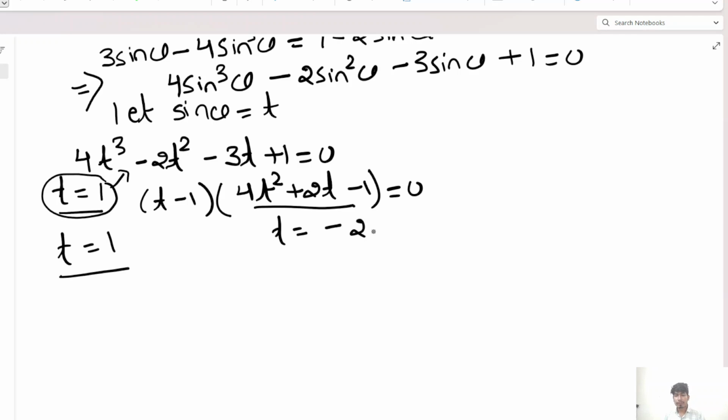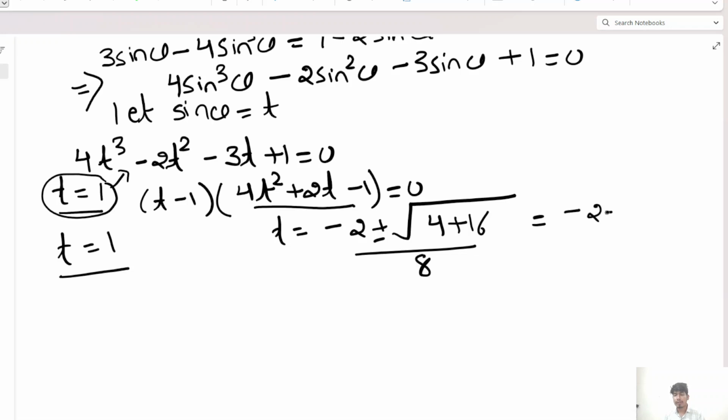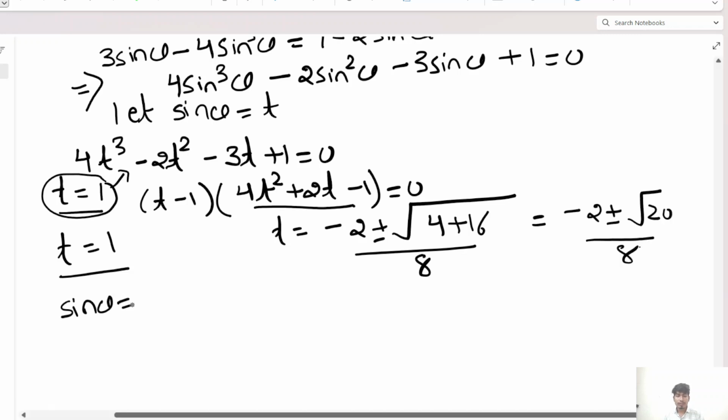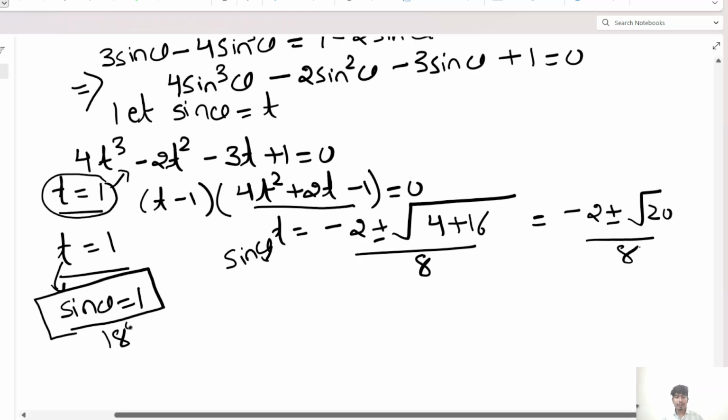The second roots come from minus b plus or minus the root of b square minus 4ac, upon 2a, that is 8. So this is minus 2 plus or minus root 20 upon 8. Here t is sine theta. Sine theta equal to 1 is rejected, because theta is 18 degrees, and we know sine 90 is 1, so sine 18 can't be 1.